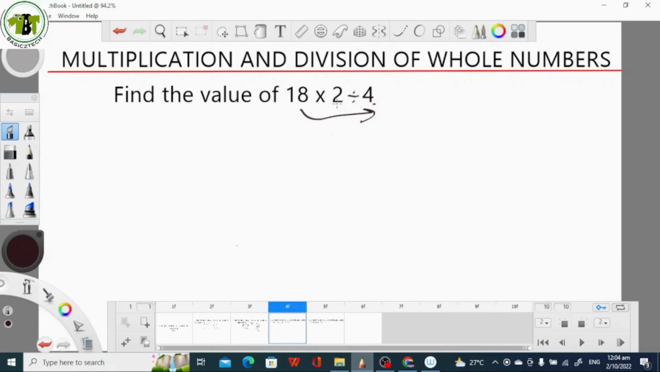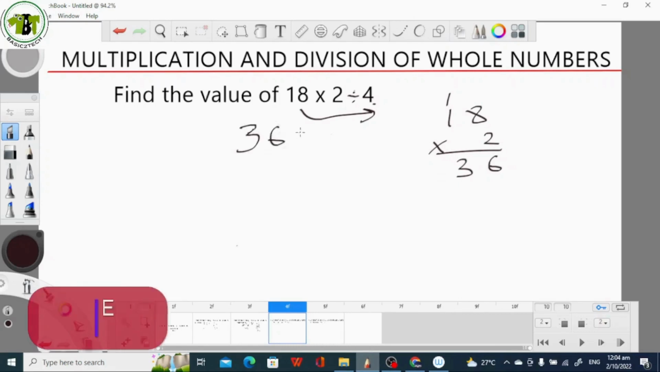Multiply 18 by 2. So 18 times 2: 8 times 2 is 16. We write down 6, then move 1 to the next column. 2 times 1 is 2, plus 1 is 3, so 36. So 18 times 2 is 36.